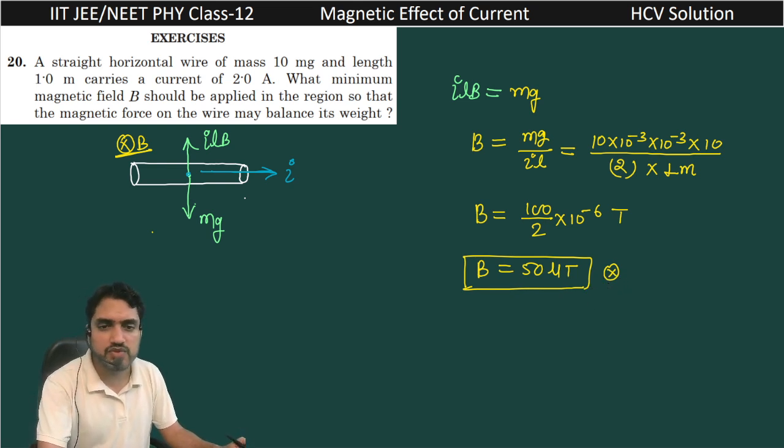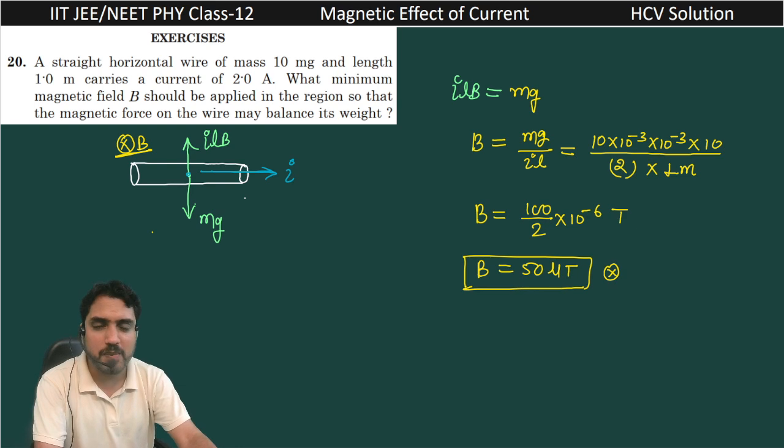Such types of questions require a proper understanding of Fleming's left hand rule, and how to find the direction of magnetic force. So first we should make our concept clear related to the magnetic force and the direction of magnetic force. Then only will such questions be very easy to understand.